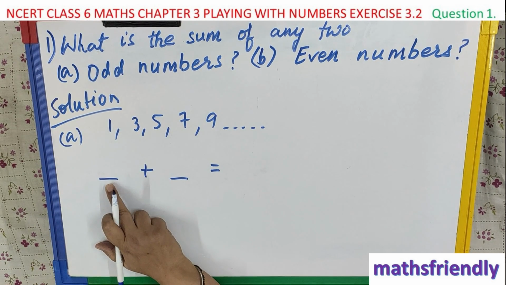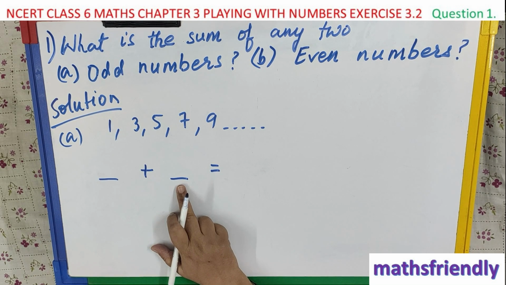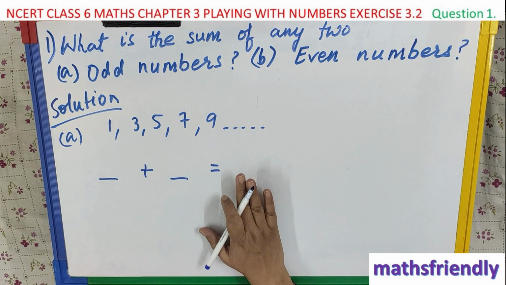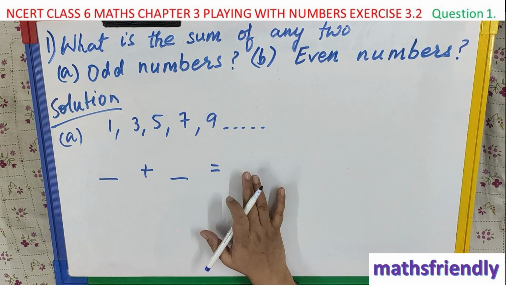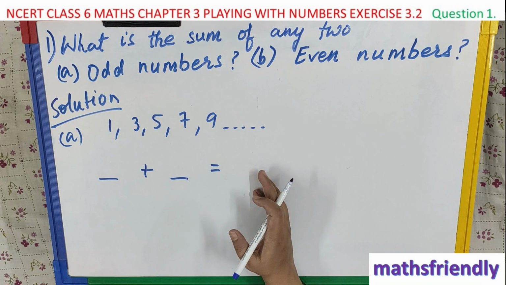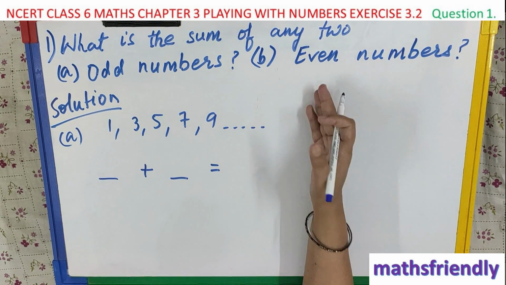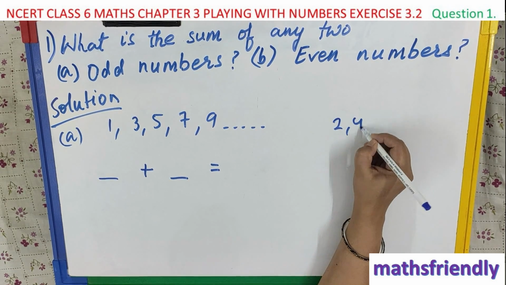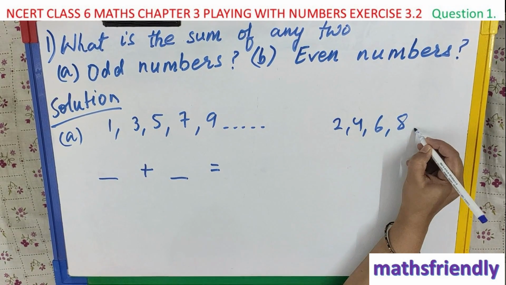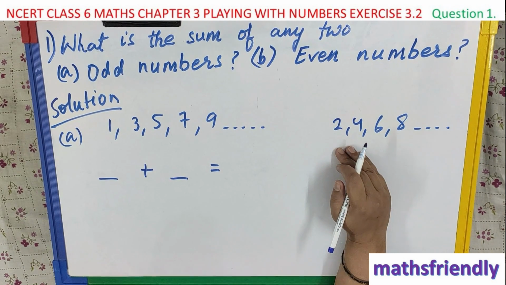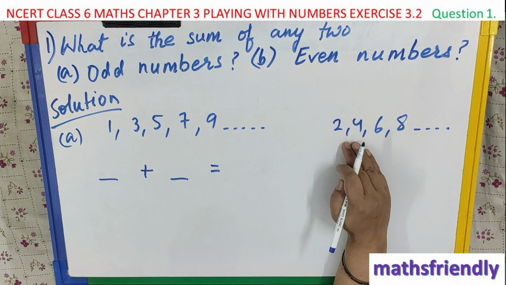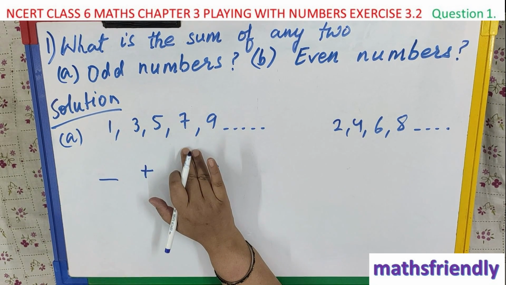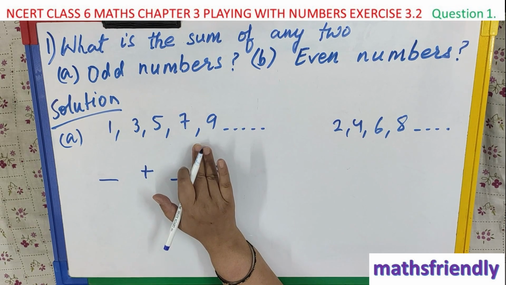It means in this place we will write any odd number, in this place also any odd number, and then we will add them and see whether the result is an odd number or some other number. That may be an even number. So what are even numbers? Even numbers are 2, 4, 6, 8 and so on. The numbers which are divisible by 2 are known as even numbers, and odd numbers are the numbers which are not divisible by 2.